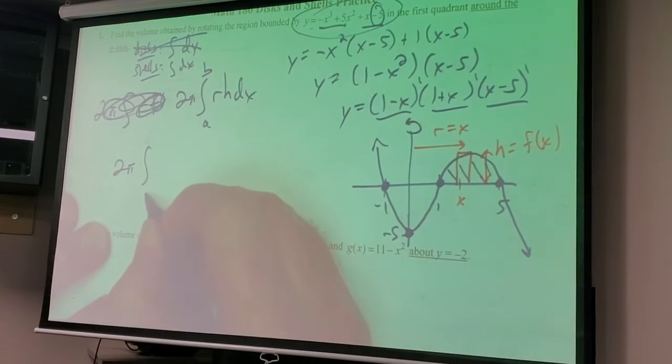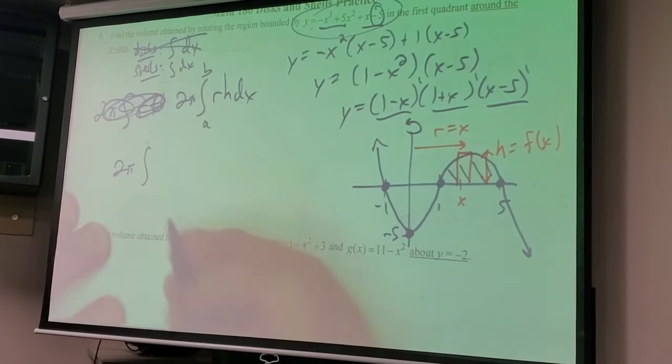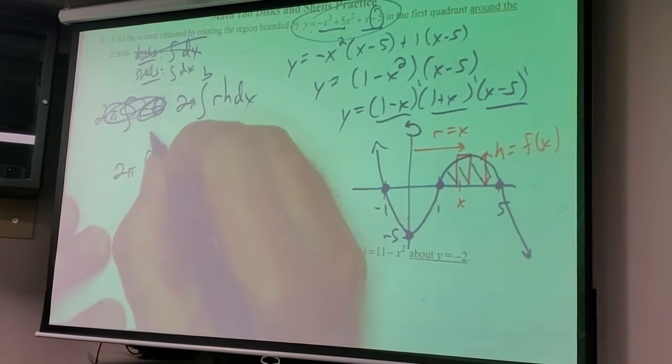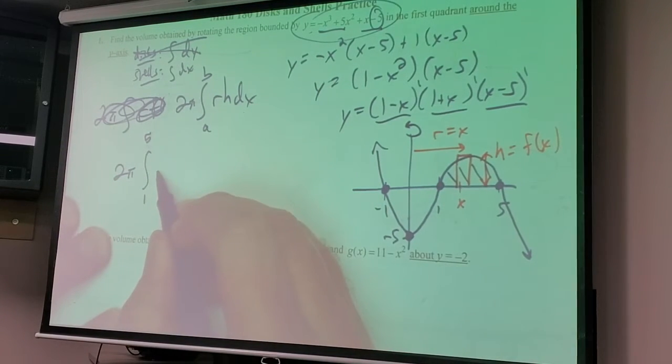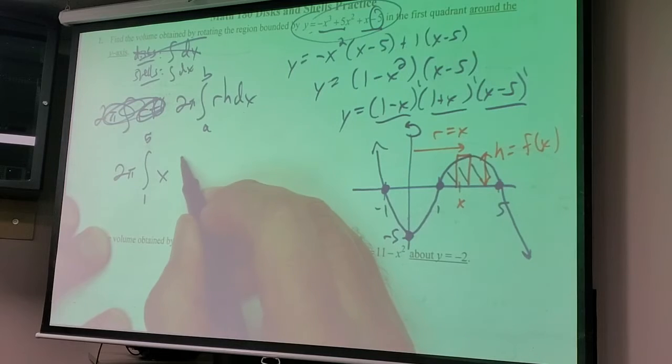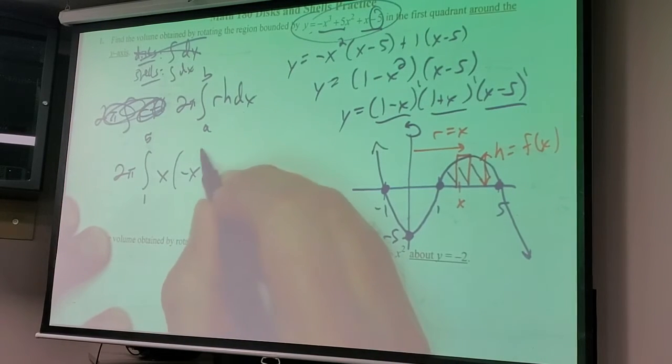All right, guys, so we've known from the beginning this is going to go from 1 to 5, right? We identified the radius as x. We identified the height as the function itself.